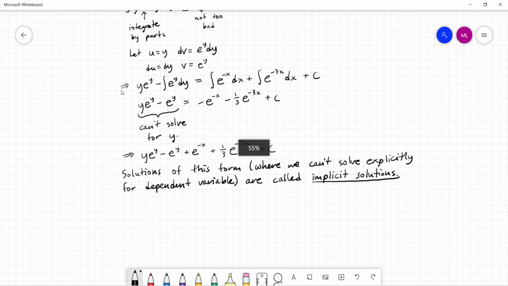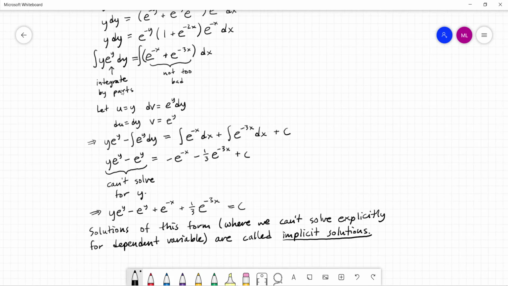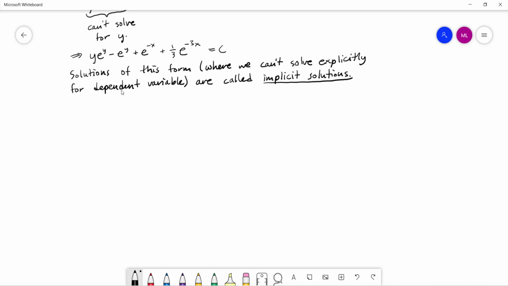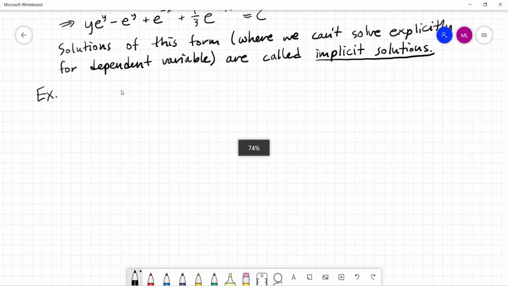Honestly, this is probably good, but maybe it wouldn't hurt to do one extra example. Let's do one more while we're all sitting here. Might as well. So let's do one last example.